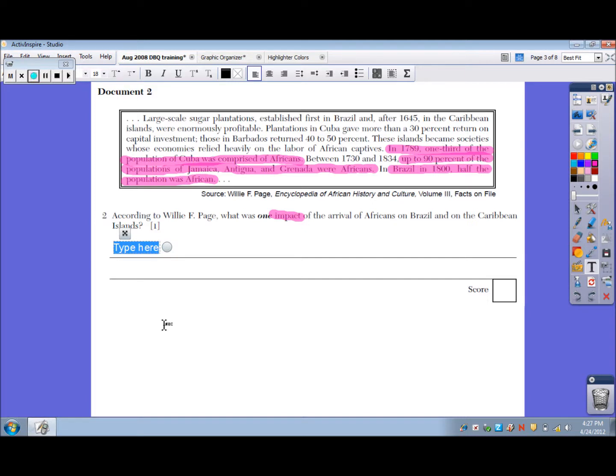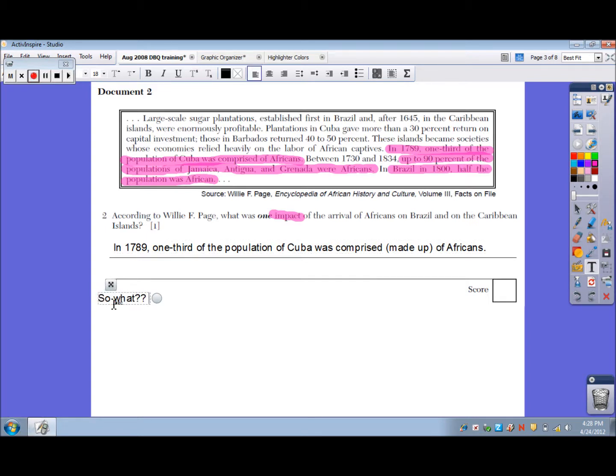So I'm going to write down the first thing I wrote down here, 1789, 1/3 of the population of Cuba was comprised, that means made up of Africans. You could go on and you could write more. There's no doubt that that's not a bad thing to do, but this does give me the answer. So you have your answer, you have some good information highlighted here. Now the next step you want to do, underneath the question, is you want to write down, so what?